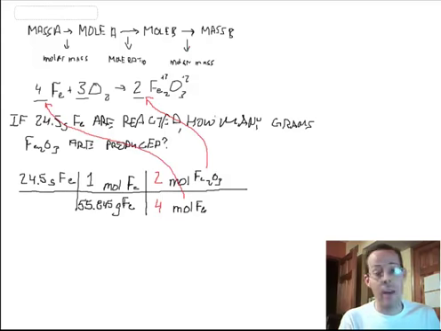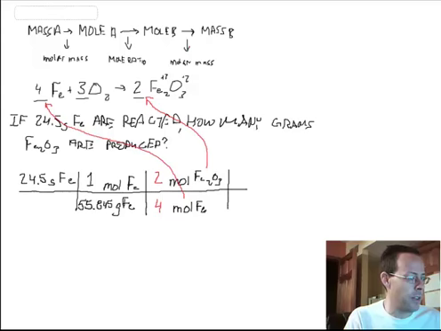Right, and if I stop my math right now, I would have moles of iron 3 oxide, but I don't want moles of iron 3 oxide, I want grams of iron 3 oxide. So I'm going to do one more fence post. Moles is on top, so I want moles on bottom. And I want moles of Fe2O3. And what do I want to convert this to? I want to convert this to grams of Fe2O3.